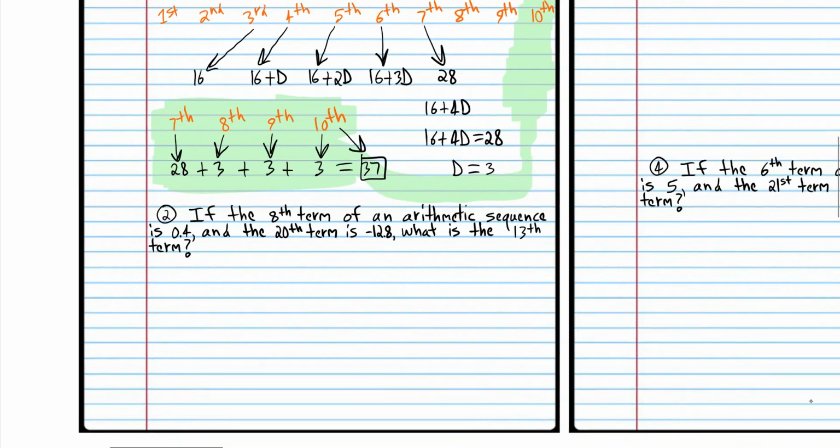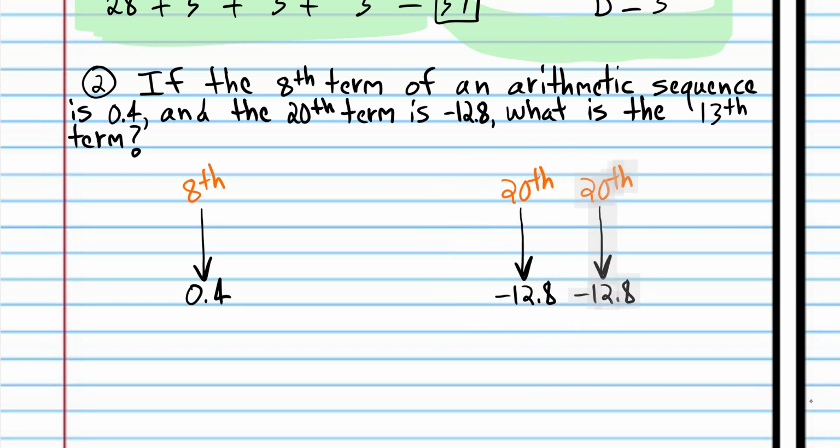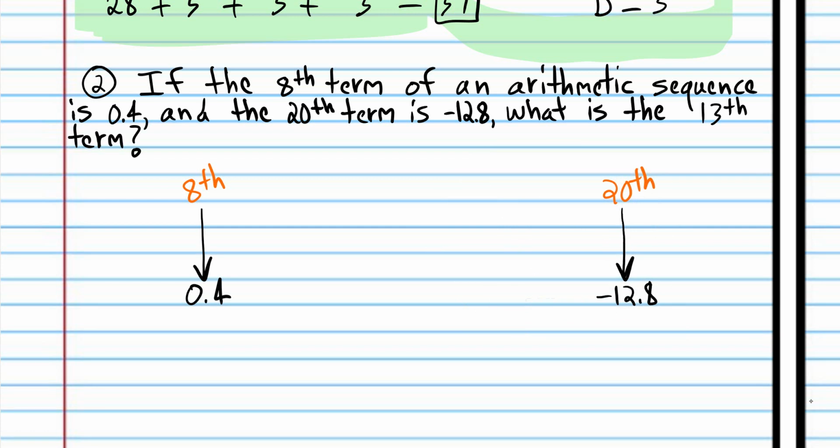So let's try another problem. We're told that the 8th term is 0.4 and the 20th term is negative 12.8, and we're looking for the 13th term, which is going to be somewhere in the middle, somewhere around here.